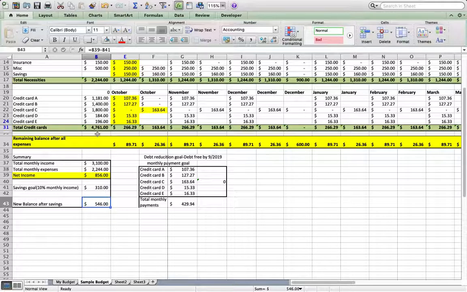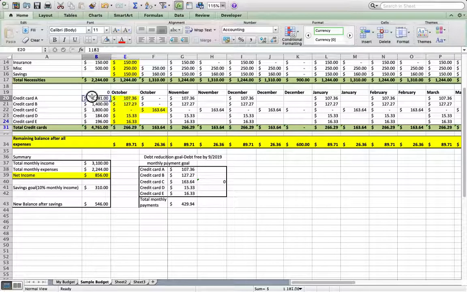So what I did was, say they're starting in October, from now to September, it's about 11 months, right? So what I do is I take this statement balance, divide it by 11 months, and this is what I got: $107.36. So this is what they will need to pay every month to get close to this goal.